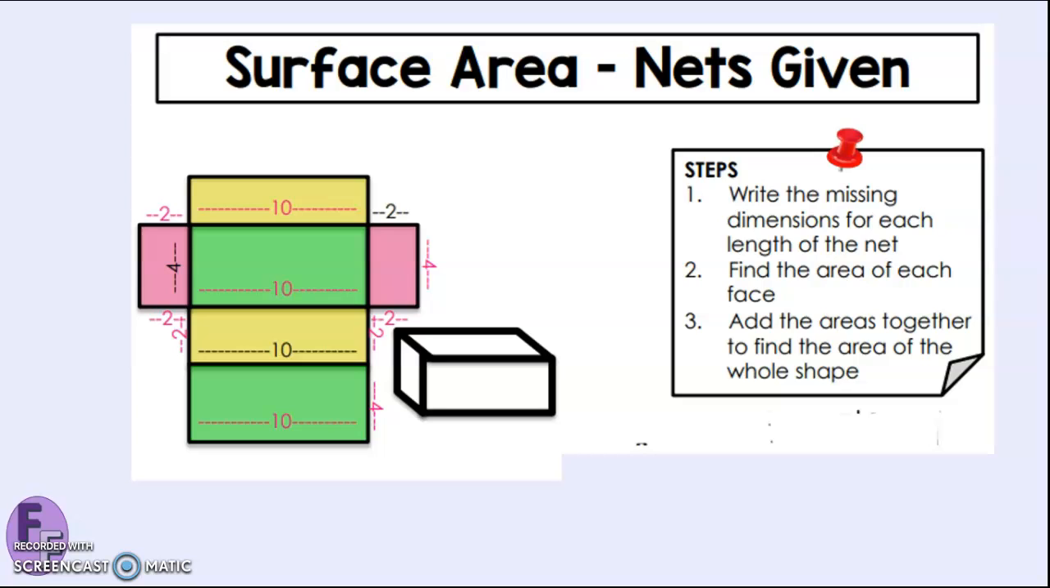A rectangular prism has two faces that are equal, that both have, in this case, dimensions of 10 and 2. They also have two faces, we colored them green, of 10 and 4, and the two end pieces that we colored pink have dimensions of 4 and 2. Once you have all of the missing dimensions listed, then find the area of each face.